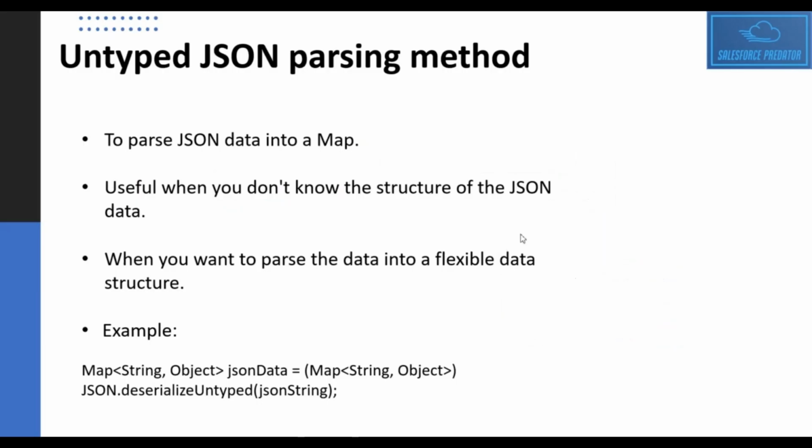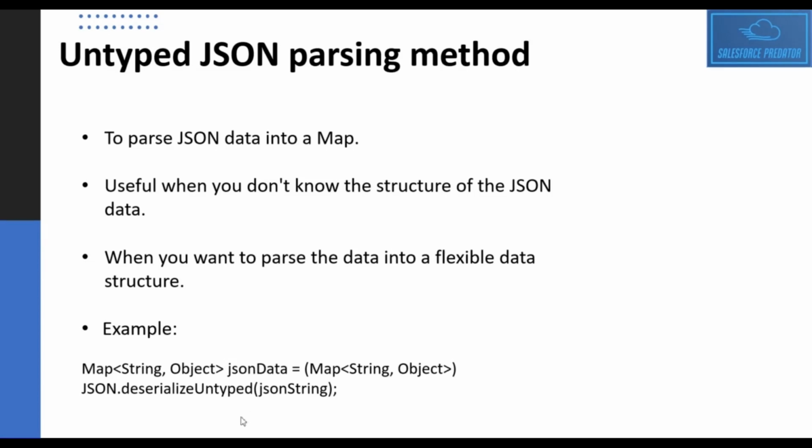In Apex, we have two ways to parse a JSON request. So we can either use the untyped JSON parsing method or we can use the Apex class-based parsing method. So first we'll discuss the untyped JSON parsing method. The untyped JSON parsing method uses the deserializeUntyped method to parse the JSON data into a map, which is a collection of key value pairs. Now this method is useful when you don't know the structure of the JSON data or when you want to parse the data into a flexible data structure.